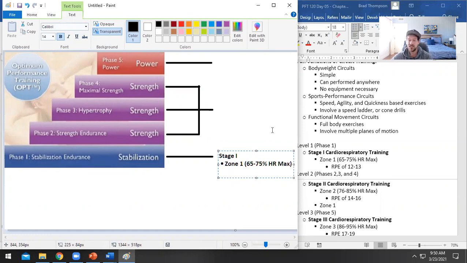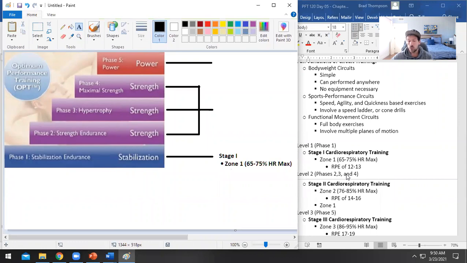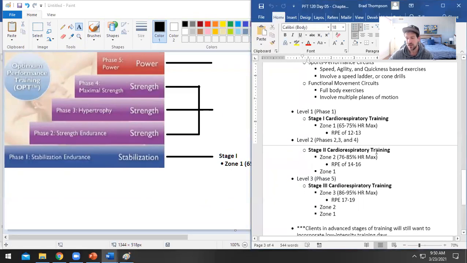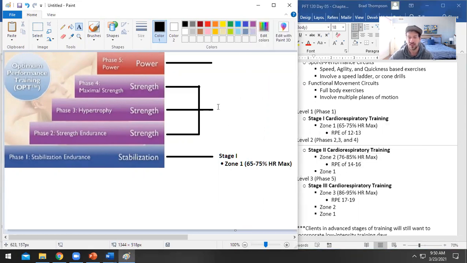You could use the talk test and say, all right, what you want your client to do if they're in the stabilization level is, look, we're going to do 3 days per week where you're just going to do stage one cardio, right? Pretty gentle. Now, if your client is in phase two, three, or four, they're going to get a stage two routine. Stage two is going to implement zones one and two. You're going to use both of these. So stage two might look something like this.